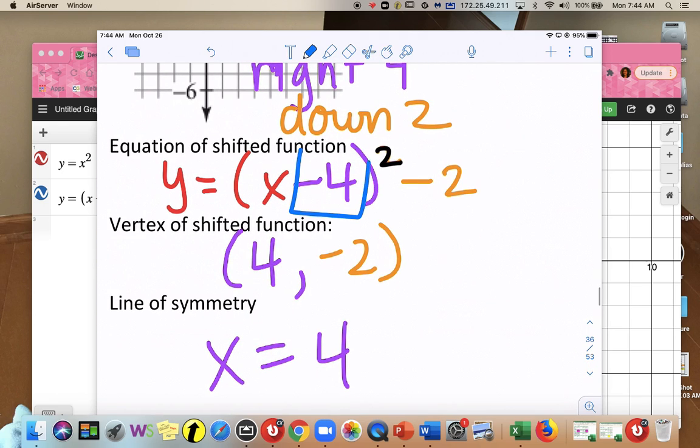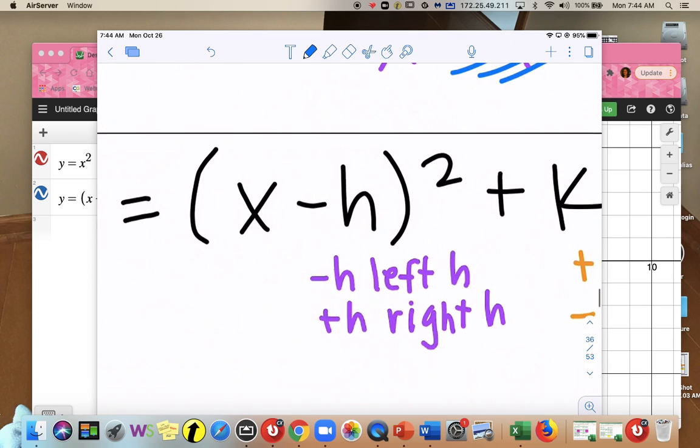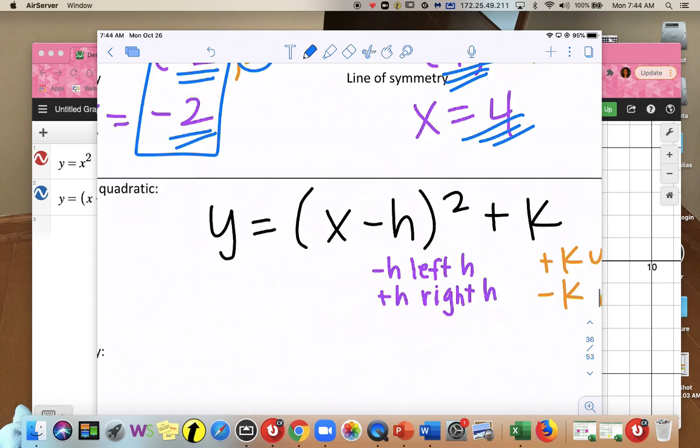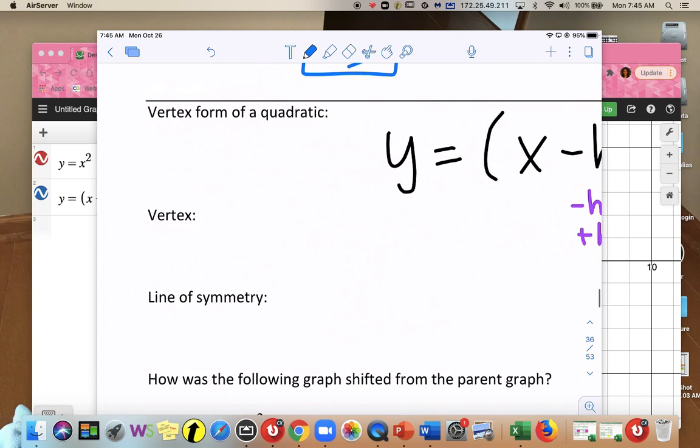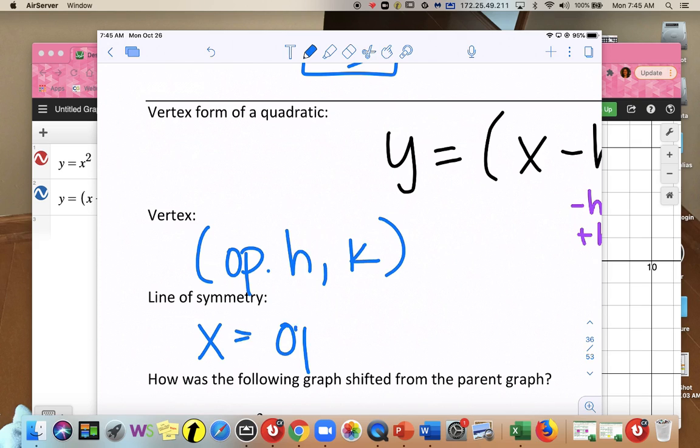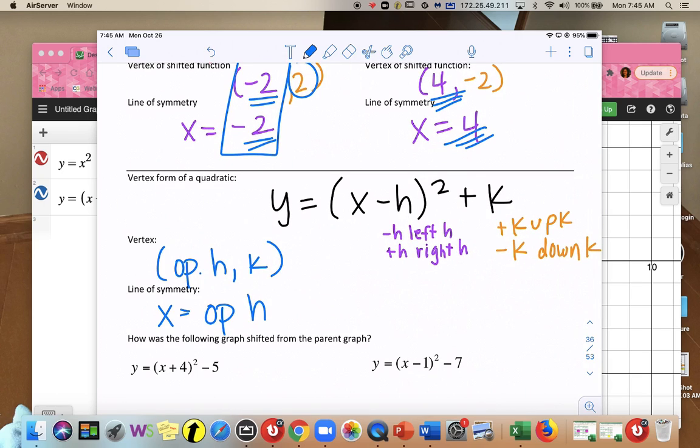So here our h value is -4, but that does mean to the right 4. So our vertex will be +4, as will our line of symmetry. So again, it's always the opposite of h when you're finding the vertex and the line of symmetry. So the vertex will be the opposite of h, the k value stays the same, and the line of symmetry will be the opposite of the h value. Okay, so again, there's the h value. It's the opposite because left and right is opposite of what's in the parentheses.